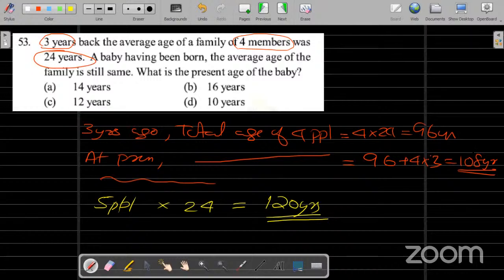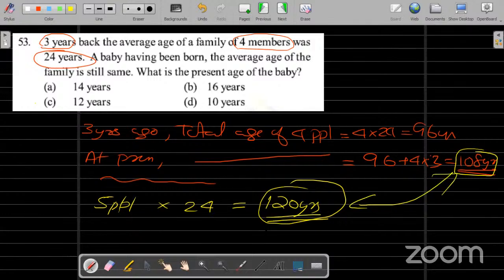So the total age of 4 people is 108 years and the total age of 5 people is 120 years. What is the age of the baby? The difference between 120 and 108. 120 minus 108 is equal to 12 years, the present age of the baby.